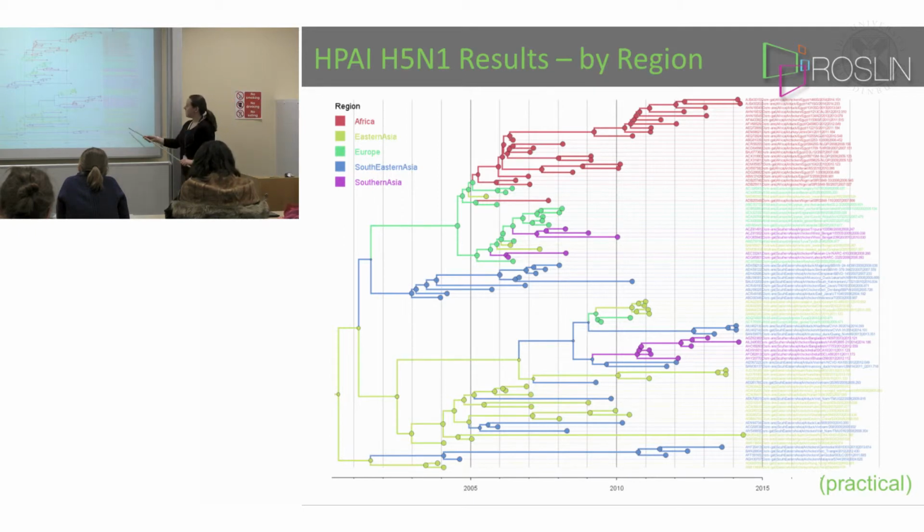This is that same H5N1 data I showed you before, but now at each tip I've marked from which region of the world it came from. In this case I have 5 regions: Africa, Eastern Asia, Europe, Southeastern Asia, Southern Asia, each in a different colour. And I've used BEAST, and I've inferred which region the internal nodes of the tree were in, and it's been coloured. So that's the tree output.